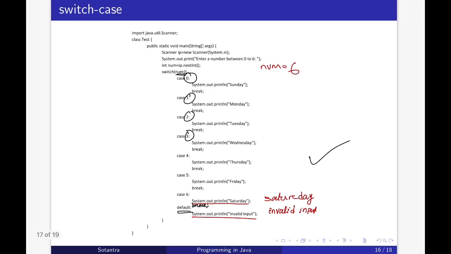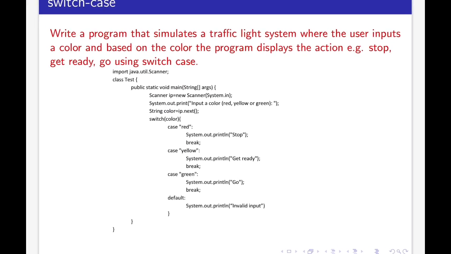So we will see another program that uses switch case. Write a program that simulates a traffic light system where the user inputs a color and based on the color the program displays the action, for example stop, get ready, go, using switch case. We know that the color red indicates stop, the color yellow indicates get ready and the color green indicates go.